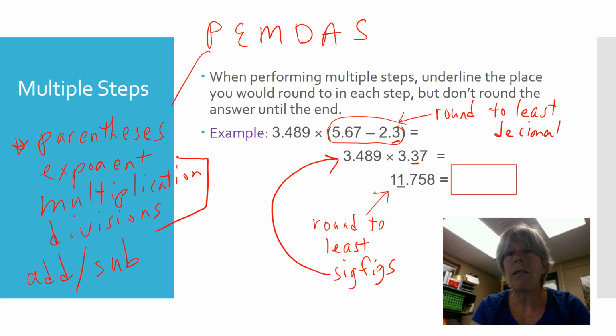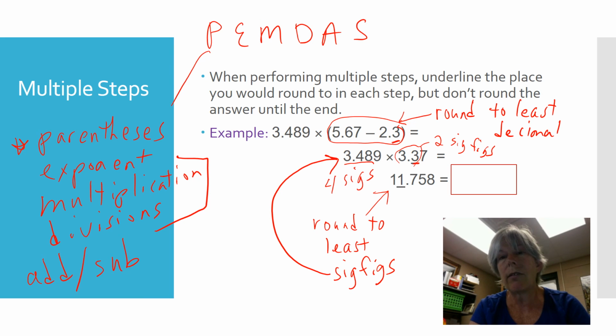So pretend we had actually rounded the 3.37. If we had, it would have had 2 sig figs. We would have rounded it to 3.4 if we wanted to stop with that part of the problem. So that would have had 2 sig figs. We didn't do that because we don't want to throw our answer off. 3.489 has 4 sig figs. Well, 2 is less than 4. 2 sig figs is what we want to round to.